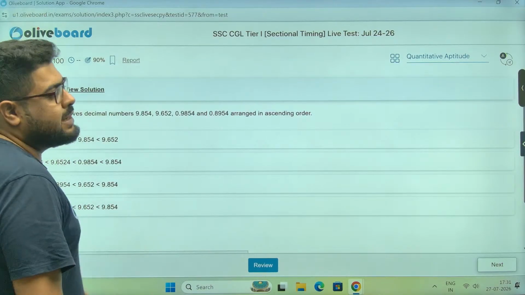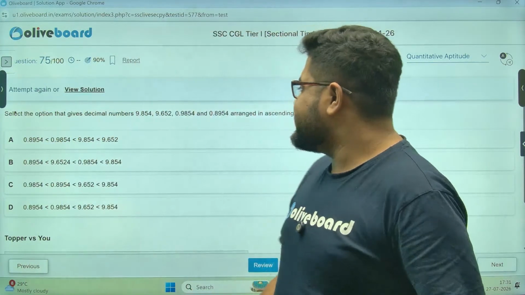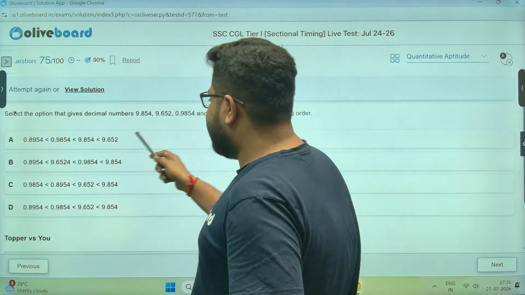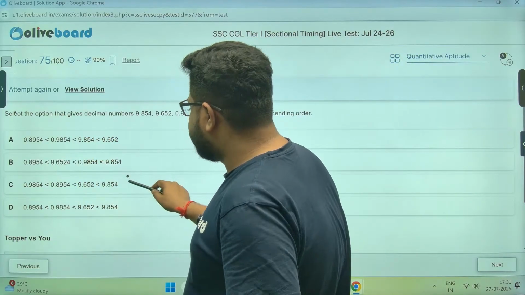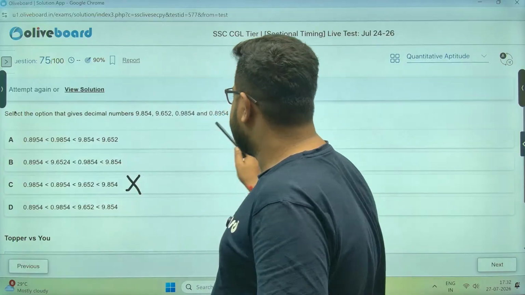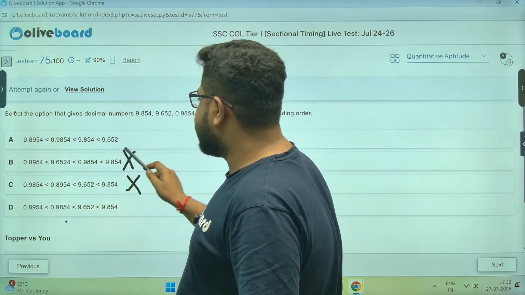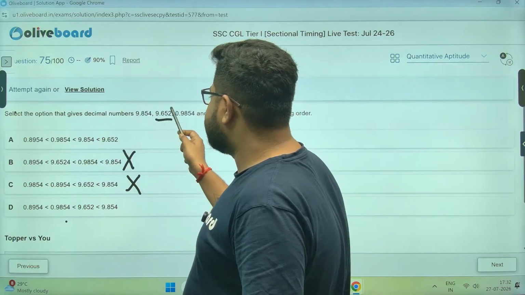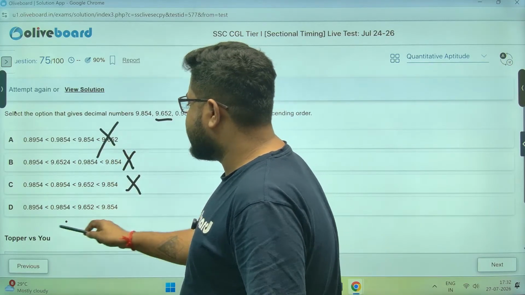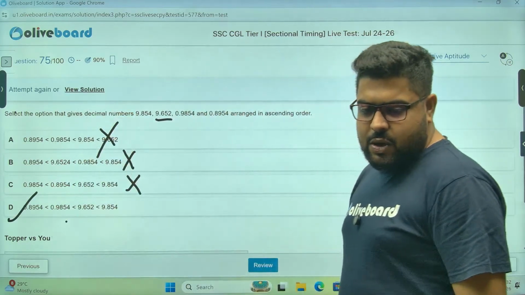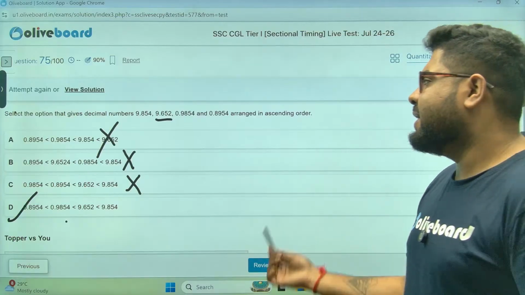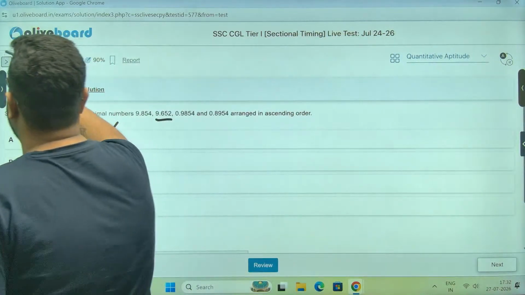Numbers in ascending order. Again, I don't need pen and paper for this. First, 0.8954. So this option I can cancel. This is 98. Then comes 9854. This option I can cancel. Then comes 9.652. So this I can cancel. Option D is the correct answer. Again, it was also a 10-second question.